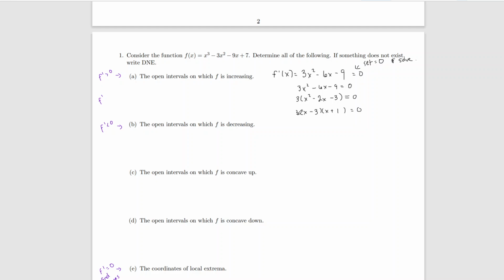All right, so we got 3 times (x minus 3) times (x plus 1) equals 0. And when we set each part equal to 0, the 3 does nothing. x minus 3 equals 0 gives us x equals 3, and x plus 1 equals 0 gives us x equals -1.